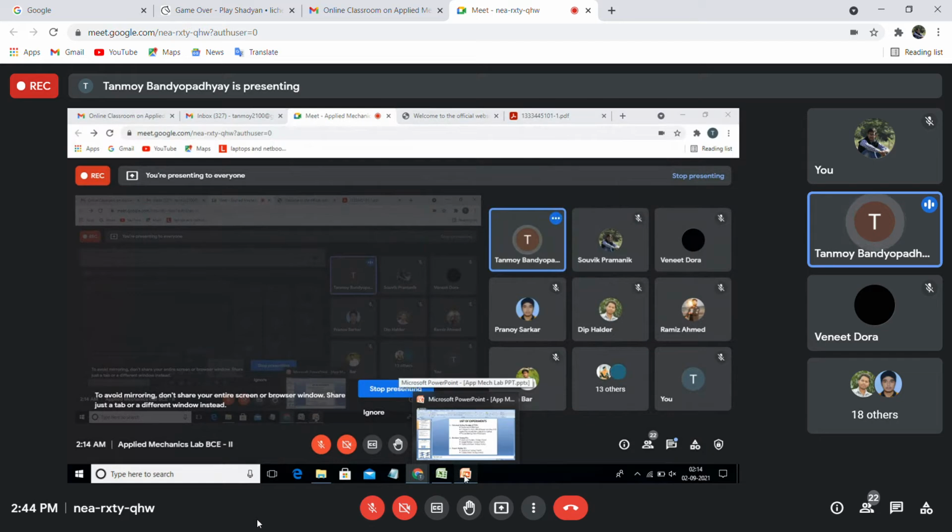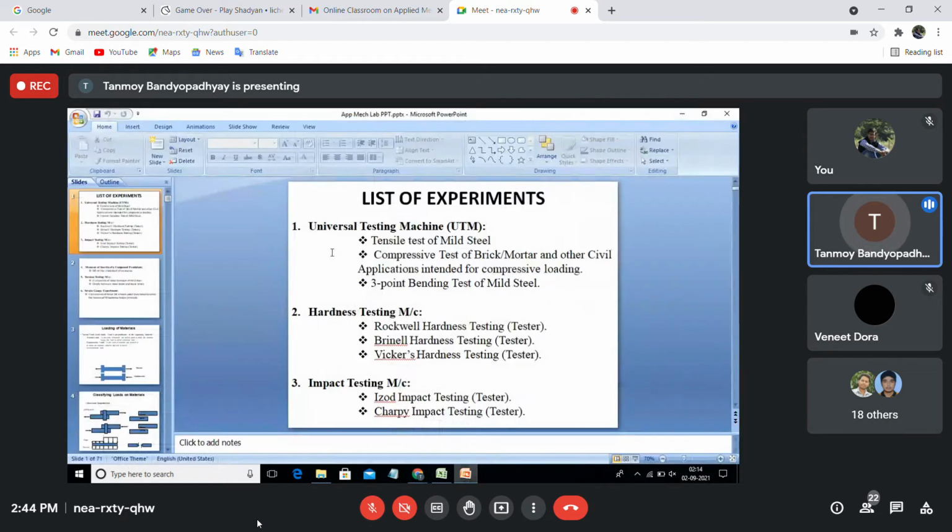So we are starting from here. These are the list of the experiments. Initially we have the universal testing machine, and then we have the hardness testing machine.